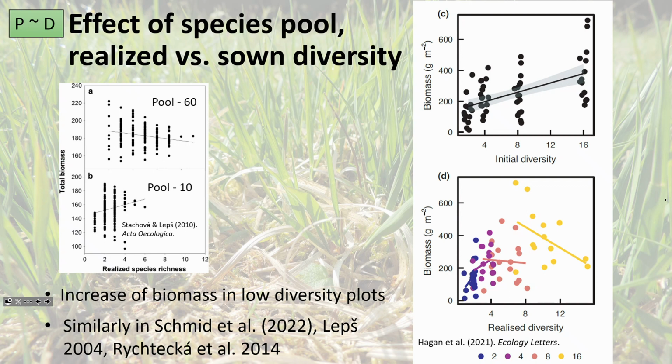Some other authors showed exactly the same, and Hagan, already mentioned 2021, did exactly the very same thing. Well, this is initial sown diversity, this is what's shown typically, and he used realized diversity and looked at it within different species pools. And again, you see that if the species pool is small, you get a positive relationship. If it's big enough, you get a negative one. So it's not an effect of diversity, it's basically an effect of the species pool you are selecting species from.